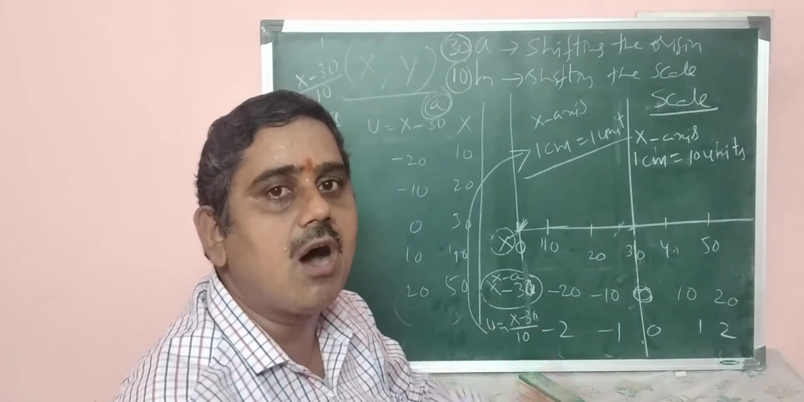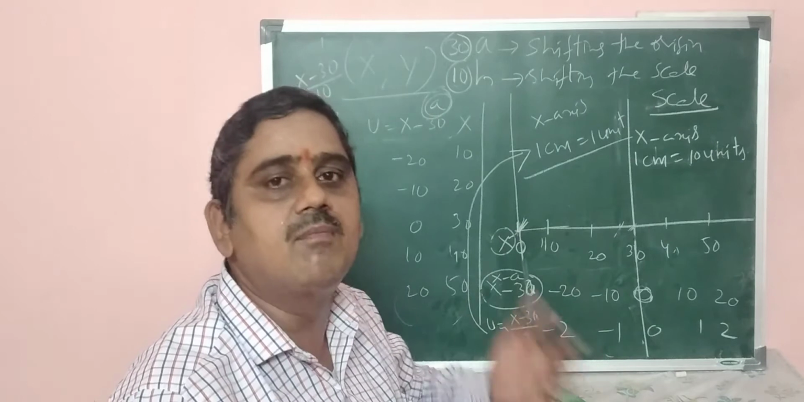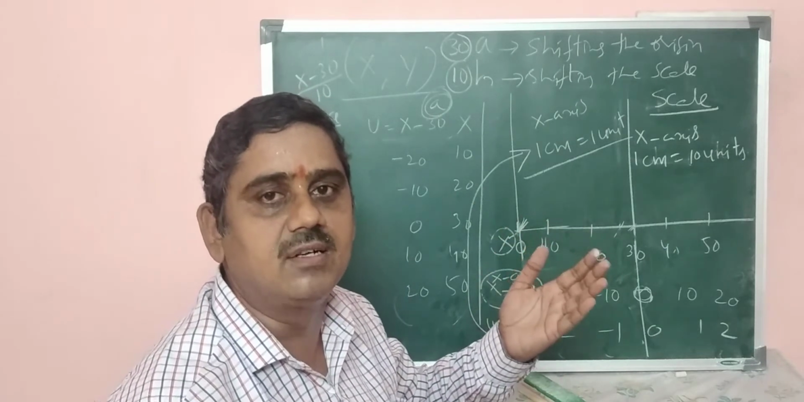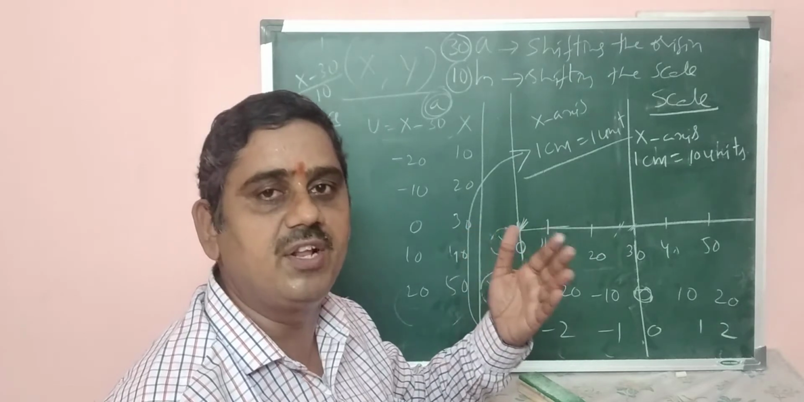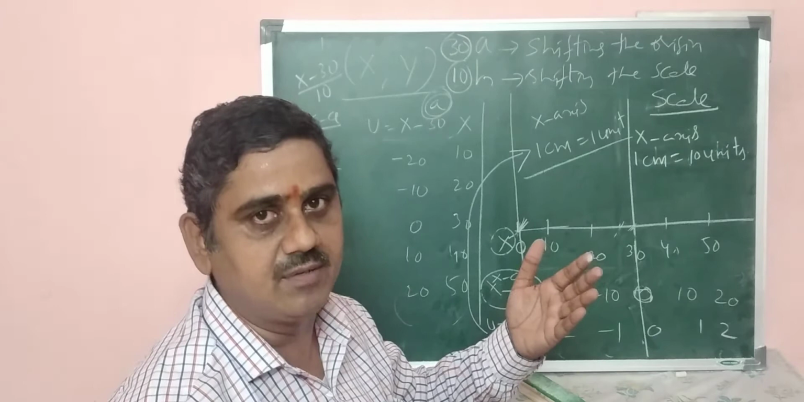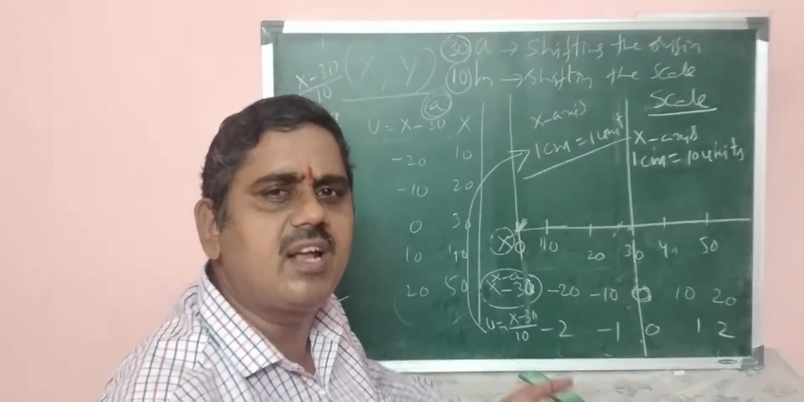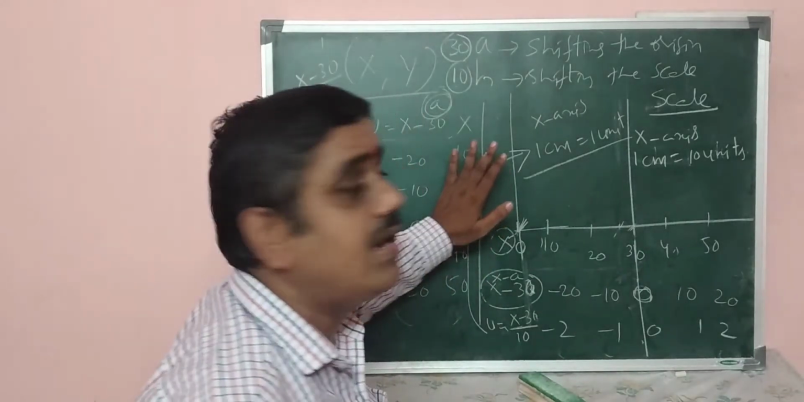Shifting the origin and scale, repeatedly we are doing it. We did it in moments, calculation of moments. Whether the moments are independent of shifting the origin and scale or not, what is the effect on moments. Everything in a very conceptual way we are doing this. So shifting the origin and scale means this.